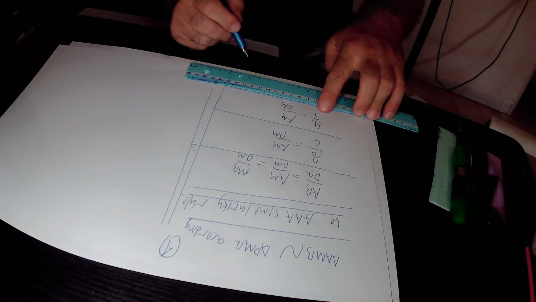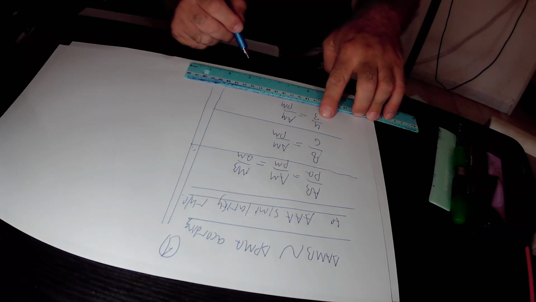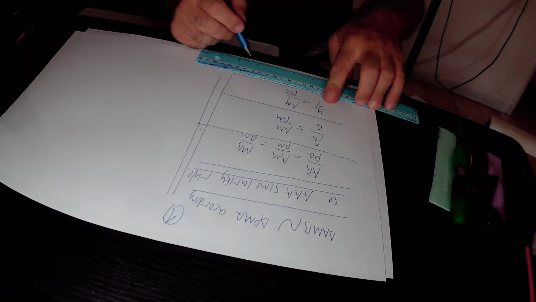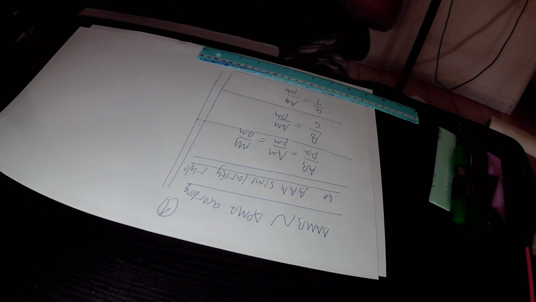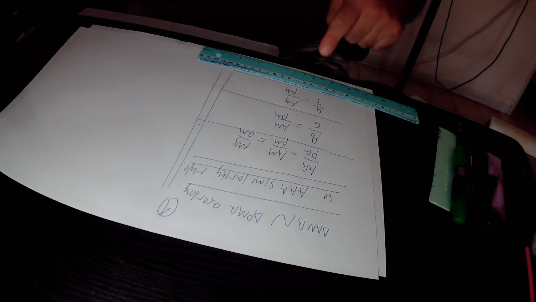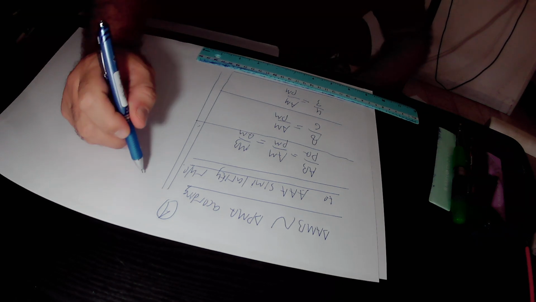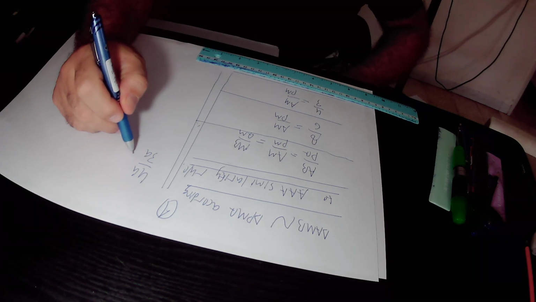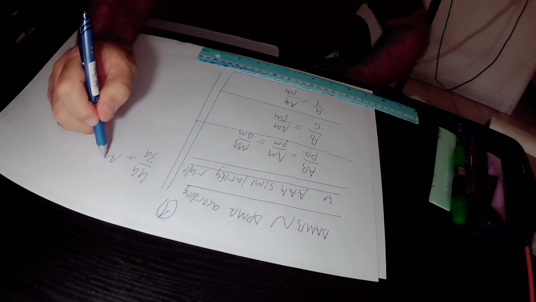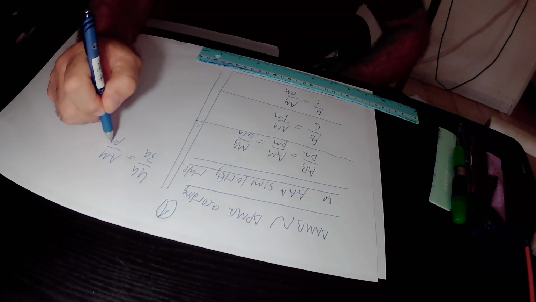Here we multiply both the numerator and the denominator of this number by A, and we get that A over A is 1, therefore it is allowable to multiply this number by A over A. So 4A over 3A equals AM over PM.